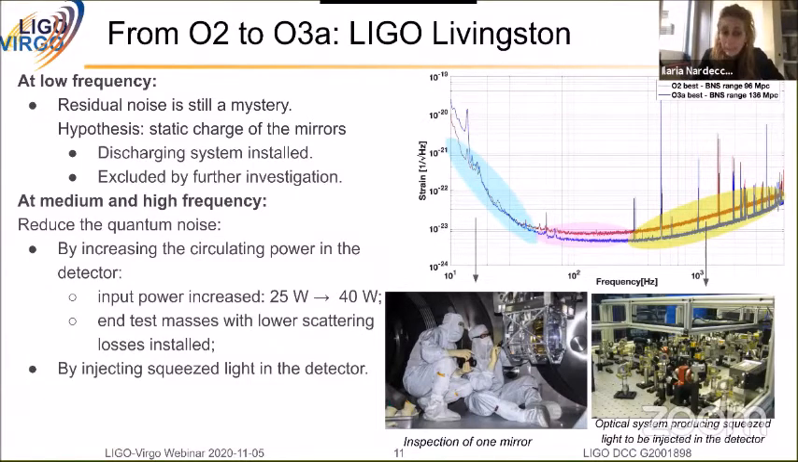Concerning the high frequency, the big improvement has been reached by reducing the quantum noise. Two different strategies have been adopted to reach the goal. The first one was to increase the circulating power in the detector. So the input power of the main laser has been increased from 25 watts to 30 watts. And also the end mirrors of each Fabry-Perot optical cavity have been replaced with others characterized by lower power scattering losses.